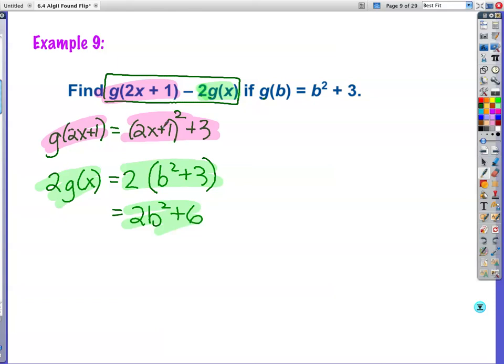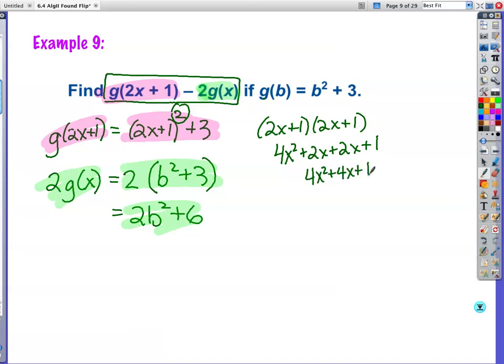I'm taking this 2x squared plus, I'm going to write out 2x plus 1 times 2x plus 1. Why am I doing that? Because it says squared. Why do I have to write it out twice? Because that's what we do. 4x squared plus 2x plus 2x plus 1. How did I do that? That's FOIL. I foiled. All right, and now I'm going to combine like terms. 4x squared plus 4x plus 1.